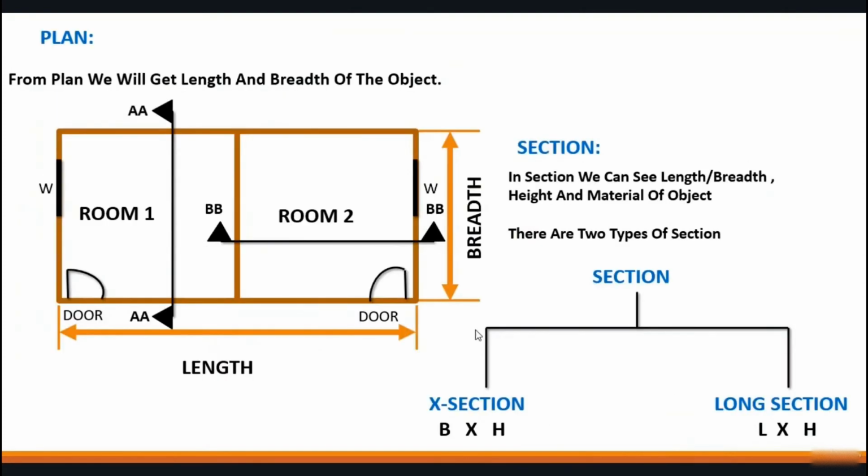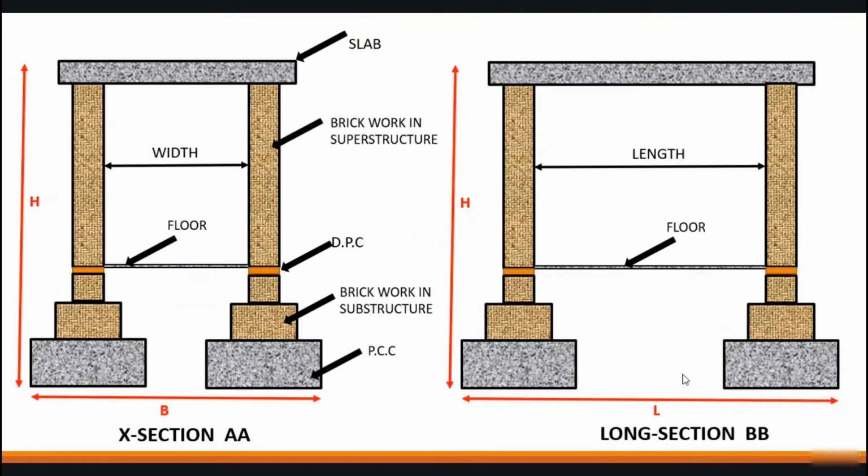You can see over here we have the length of this room, and then we can get height as well. With that we can see the foundation and the material that will be used in the foundation, and a DPC over here, here floor, you can see here brick wall, and with that we have slab on the top. So this is how we can get different kinds of things from plan and the section.